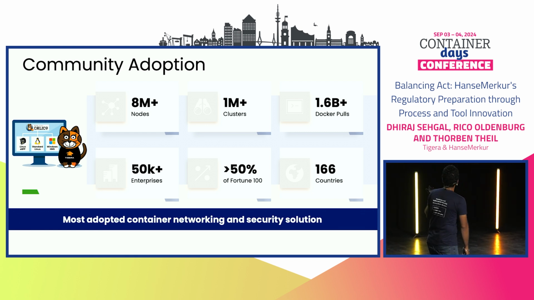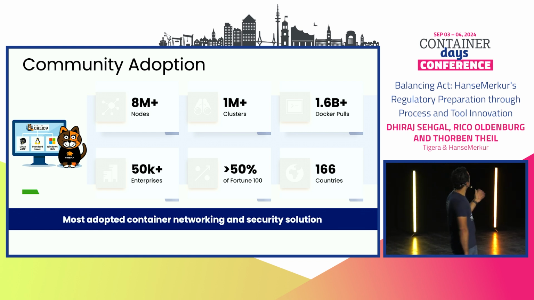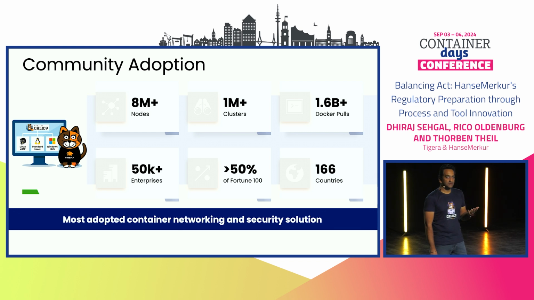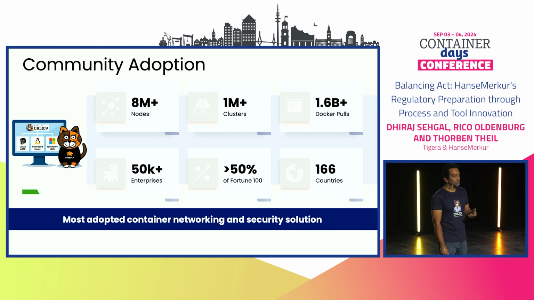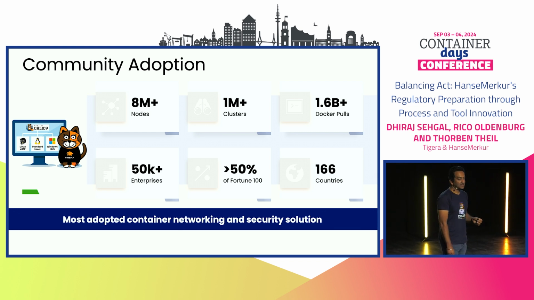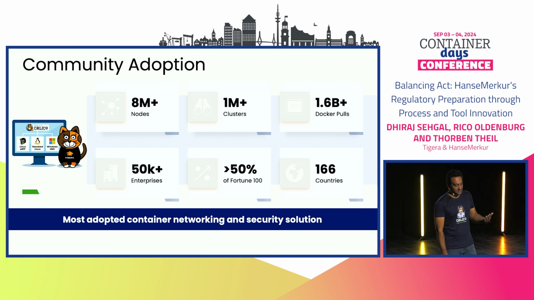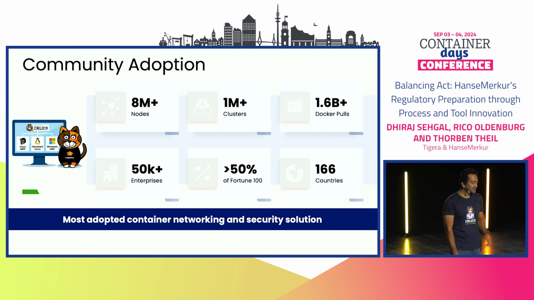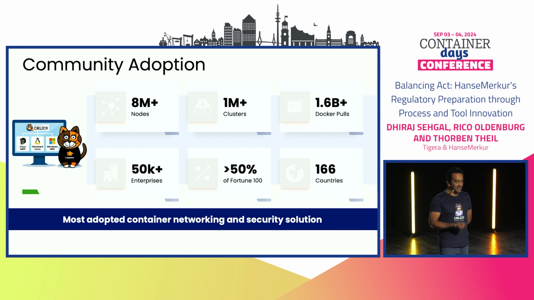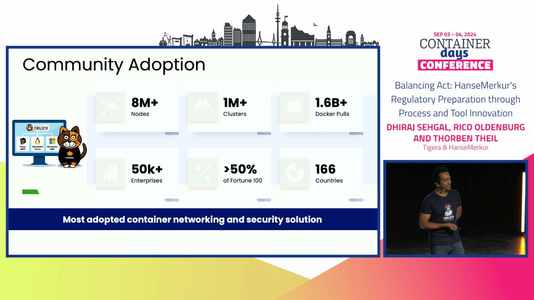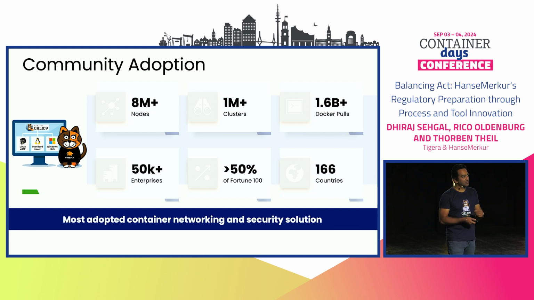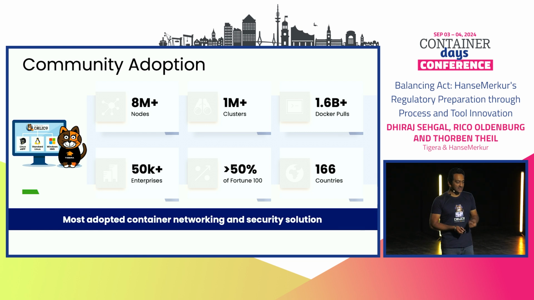At any time when you're looking at Calico, most of the time it's 8 million plus nodes operating on Calico, across more than a million clusters, and this is continually growing, making it the most adopted container networking and security solution. Beyond this, after people generally start with Project Calico, they start to build production applications or compliance-based solutions for their enterprises or organizations.